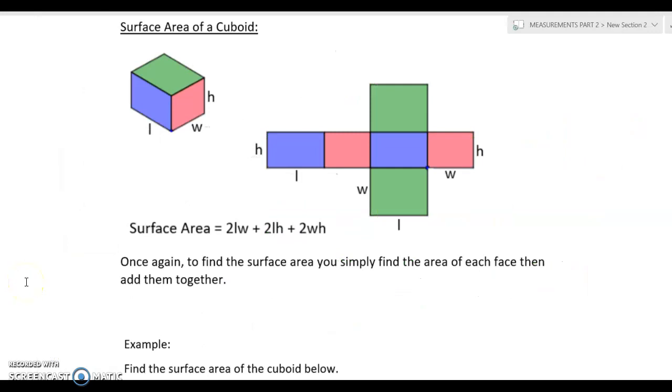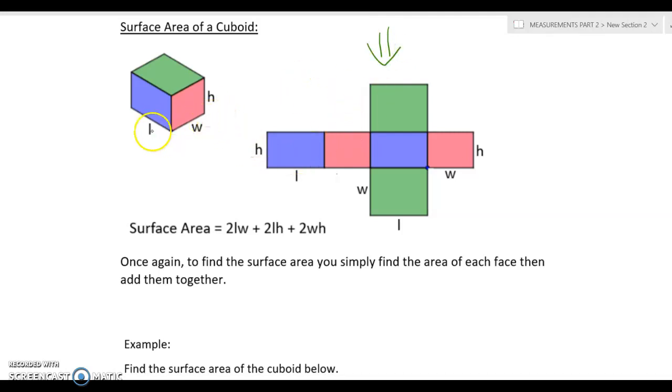Now we're looking at the surface area of a cuboid. If you want, you could pause the video and look for a cuboid. A cuboid also has 6 faces. So therefore, to find our total surface area, you find the area of each face separately. Now this is the net of this particular cuboid.